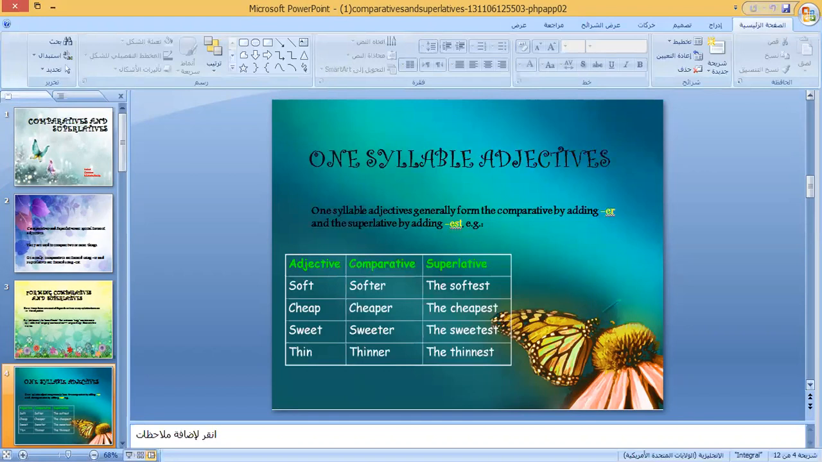For example, an adjective like soft: comparative softer, and superlative the softest. Number two, an adjective like cheap: cheaper, the cheapest. Sweet, sweeter, the sweetest. Thin, thinner, the thinnest.